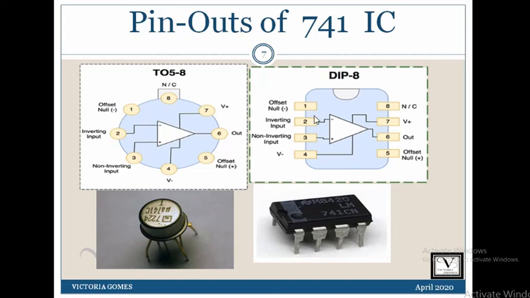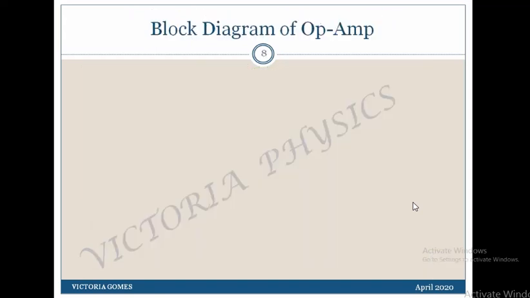Pin 1 and pin 5 are both used to make offset null arrangements. For more information on offset null, you can see the link in the description box below. I guess the pin configuration of the 741 IC is clear to you.